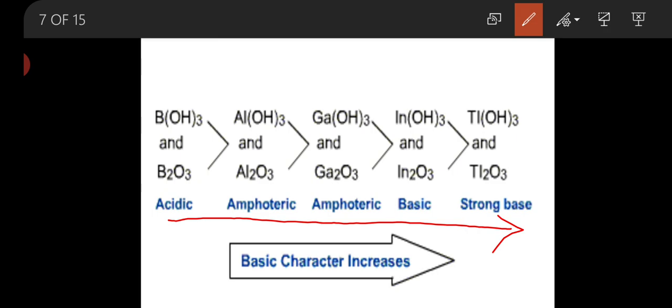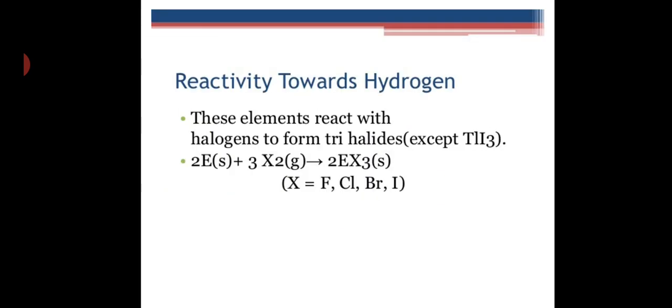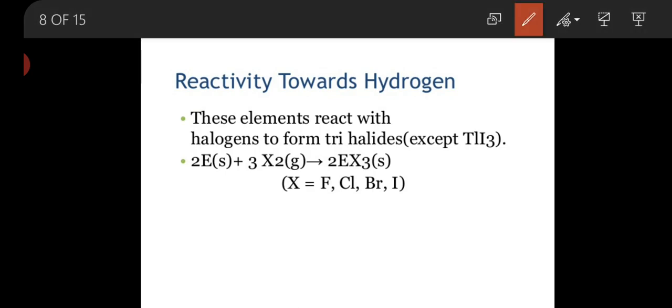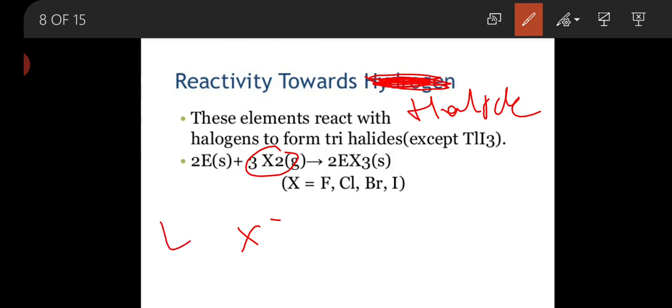Okay, so our next section is the reaction towards halogens. Here the halogen becomes a halide. Generally a halide is represented as X with a -1 charge. And a group 13 element has a +3 charge, meaning it acts as a donor, whereas halogen acts as an acceptor. Halogen accepts 3 electrons, correct.